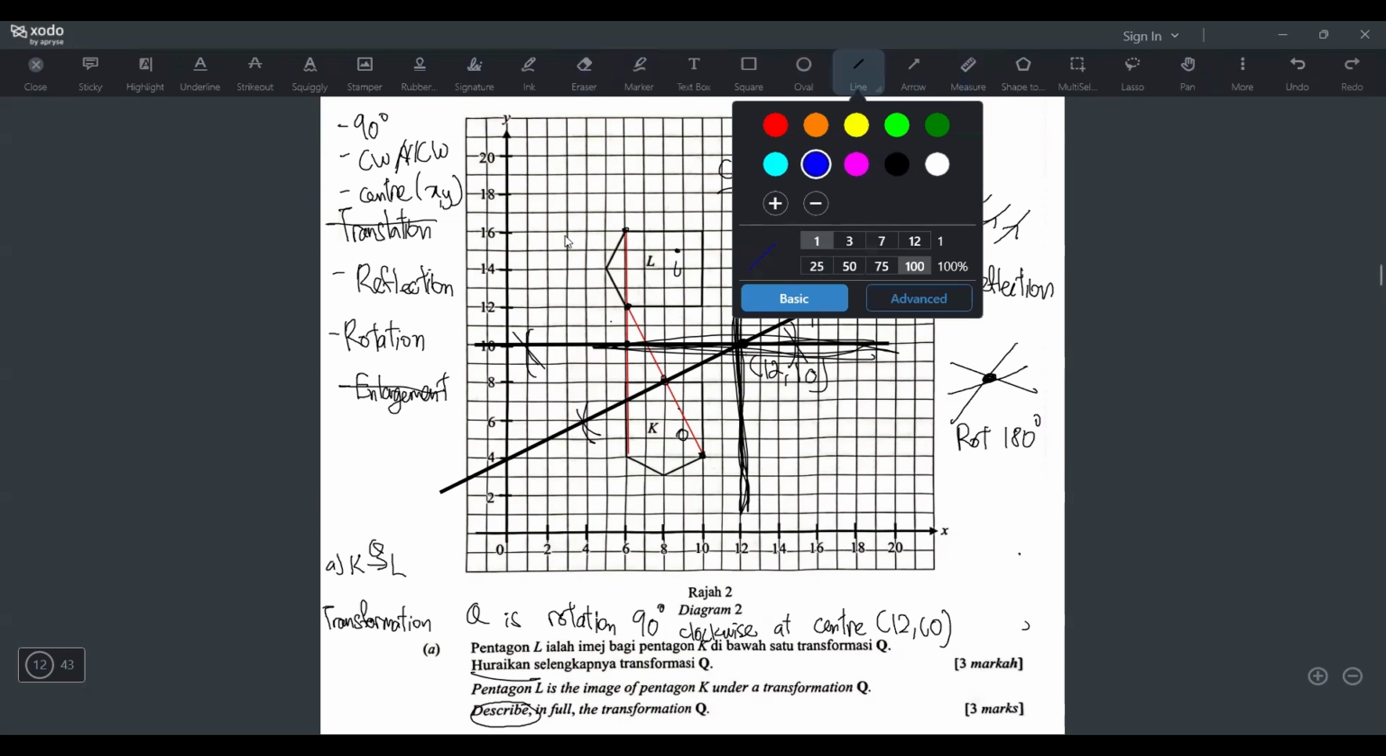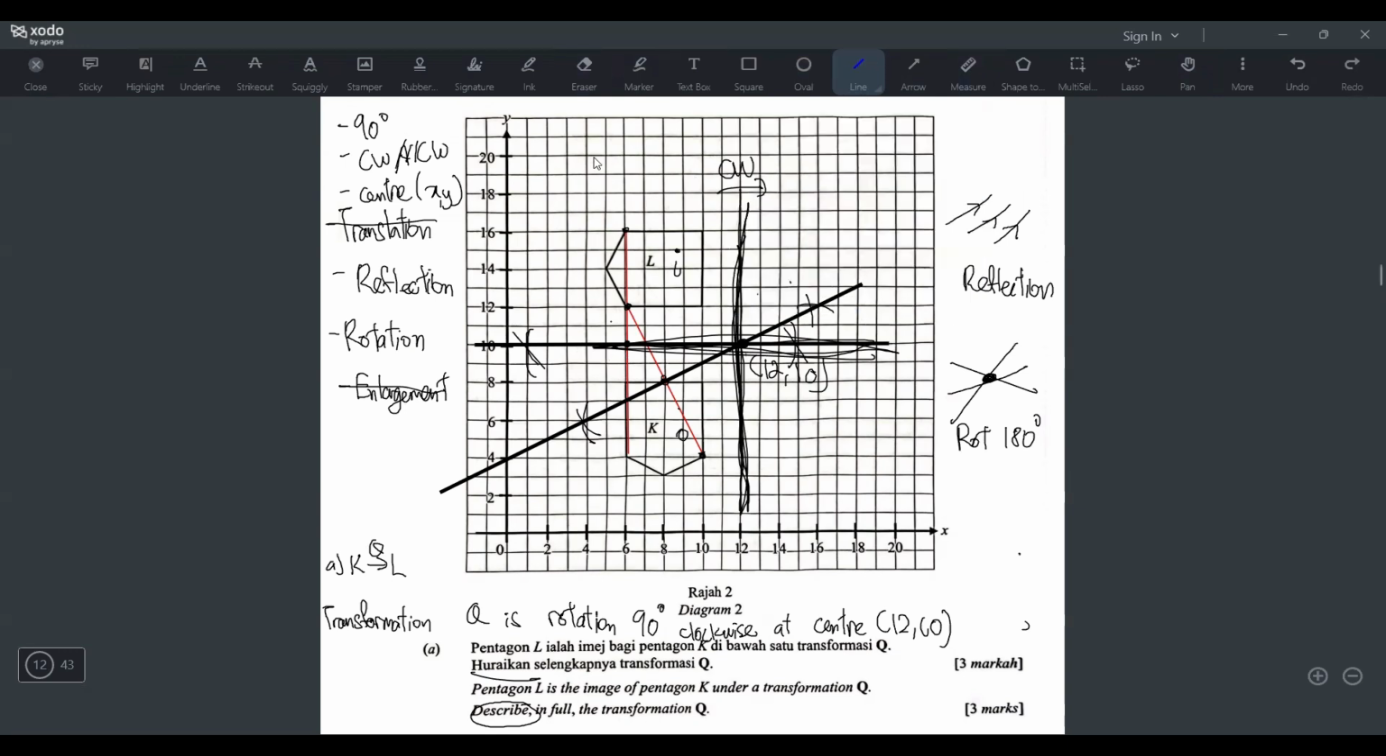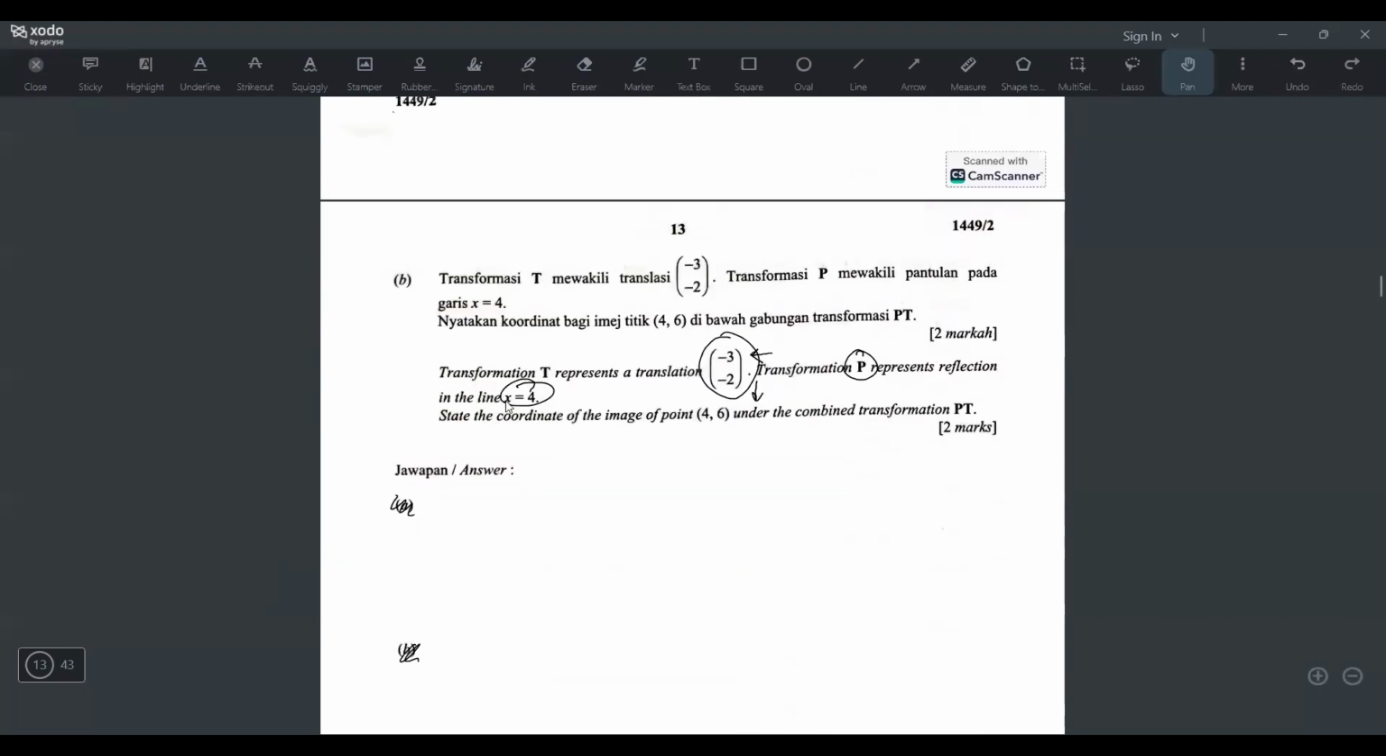Let's use a blue color, and let's make it a bit thick. So x equals 4. So this is 4, this is x, this is the line. X equals 4 means you go to the x-axis, find 4, and draw a vertical line, right? Okay, so x equals 4, done.